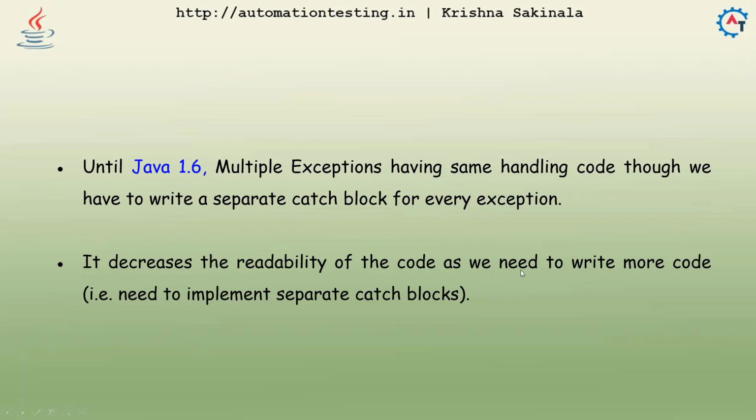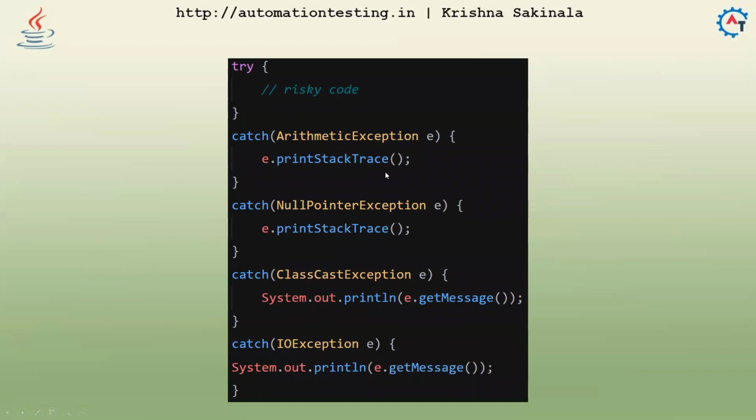It decreases the readability of the code as we need to write more code and implement separate catch blocks. That is what we did. So how will it be? Risky code inside the try block. There might be a chance of arithmetic exception being raised, so it will be handled by this catch block. If it is a null pointer exception, this catch block will handle it. Class cast exception, then this one. If it is IO exception, this one. We don't know what kind of exception we may get, so because of that, we need to implement separate catch blocks.